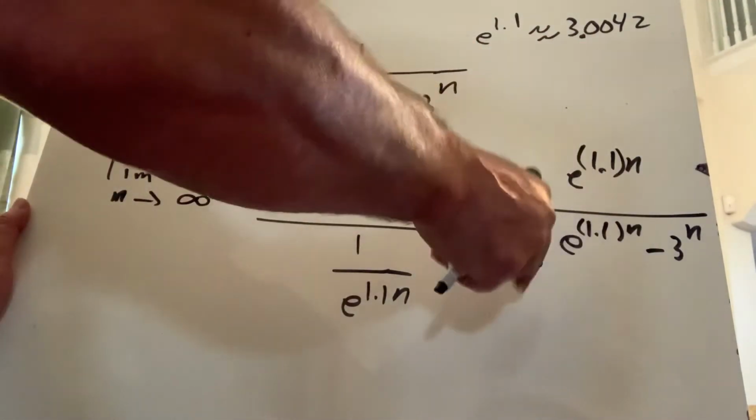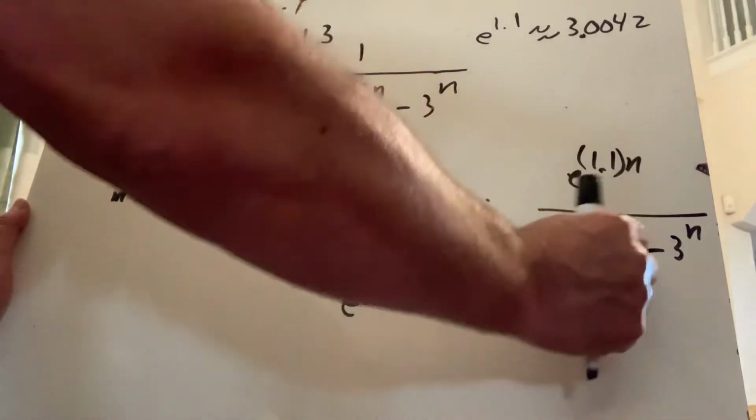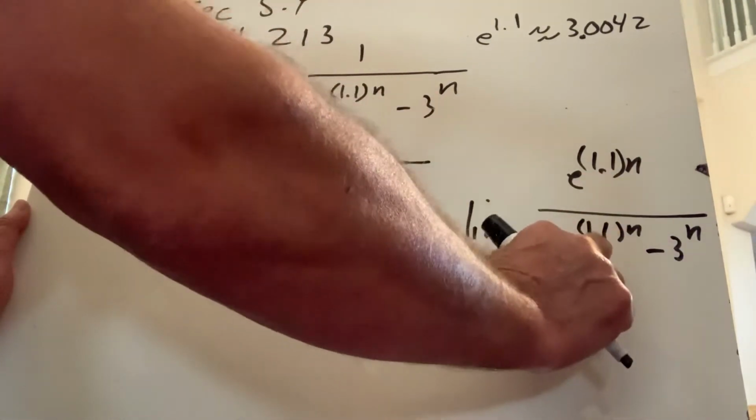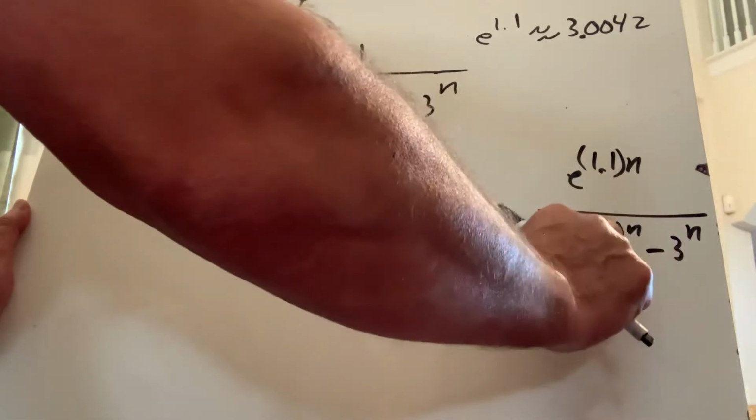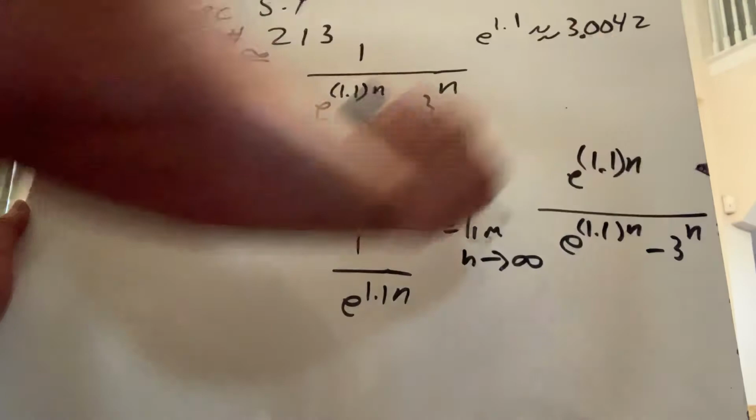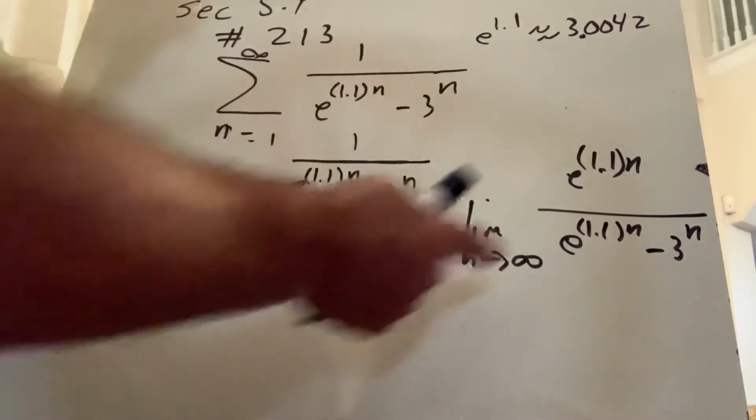So really you can quickly see the limit is going to be 1 because this is the leading term again on the bottom. Remember, the base here is, if you rewrite e to the 1.1 times n as e to the 1.1 quantity to the n, that number, as I said, is bigger than 3. So that's one way to see why this limit is going to be 1.